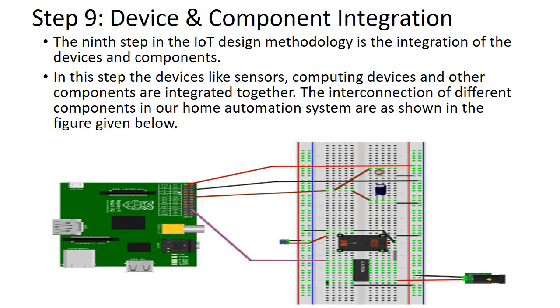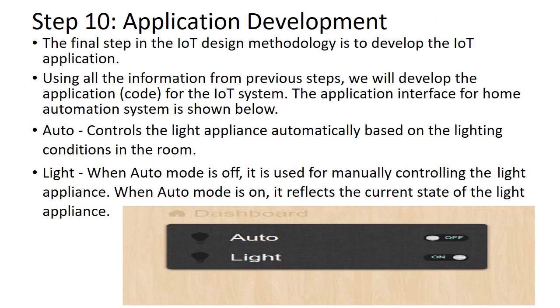The ninth one, device and component integration. Here the devices and components like sensors, computing devices, and other components are integrated together. The interconnection of different components in our home automation system is shown in the diagram.